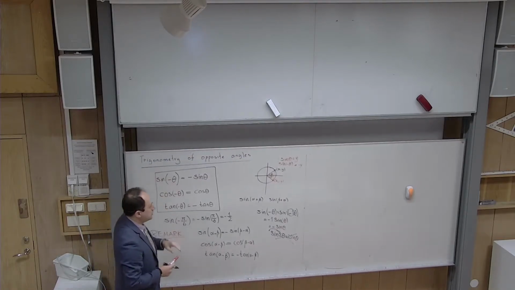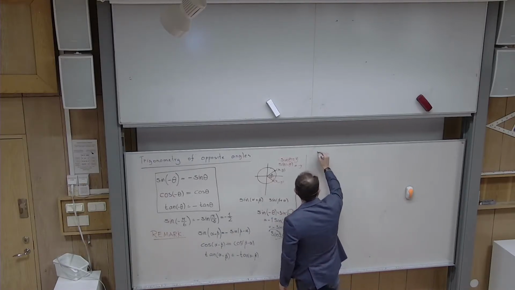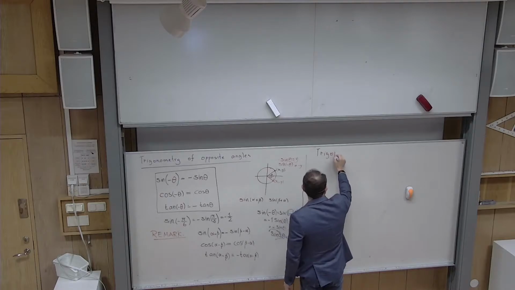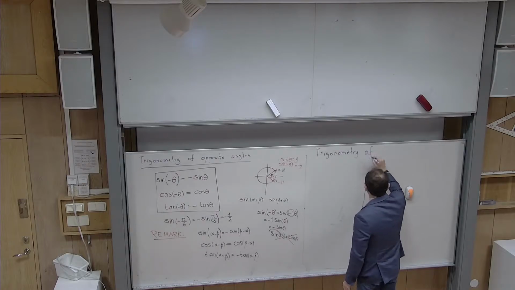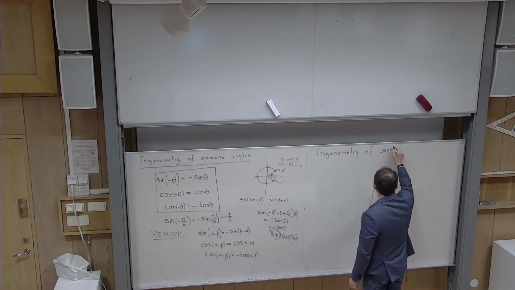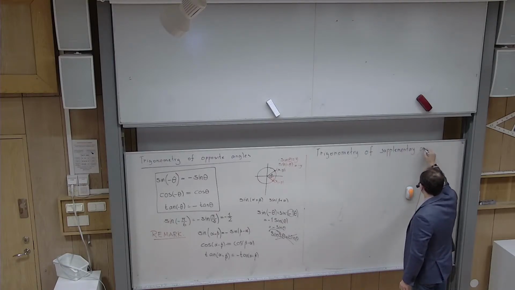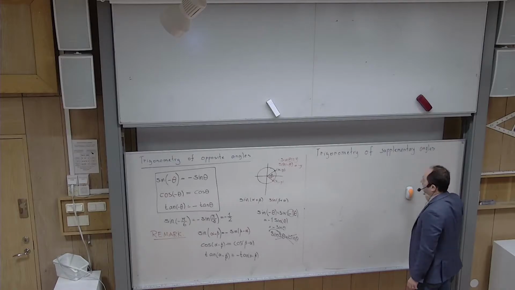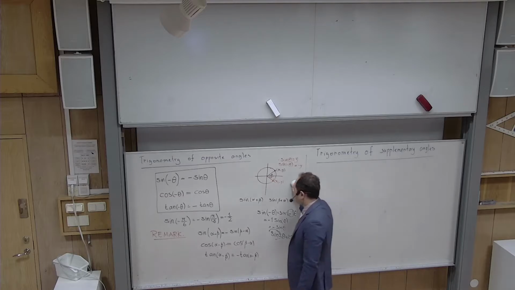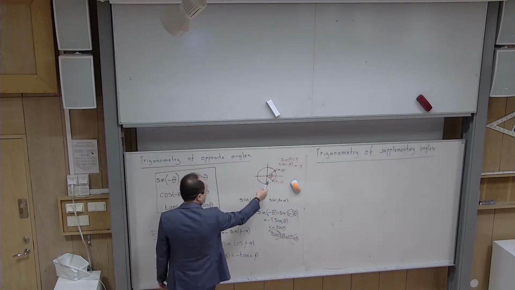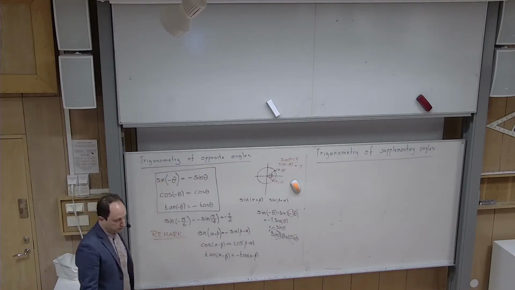Okay, let me change the topic now. Trigonometry of supplementary angles. This also happens quite a lot in trigonometry, so it's good to know at least. I don't expect you to memorize that, but you should be quick in visualizing the correct picture in your head to be able to deduce what we are going to find.